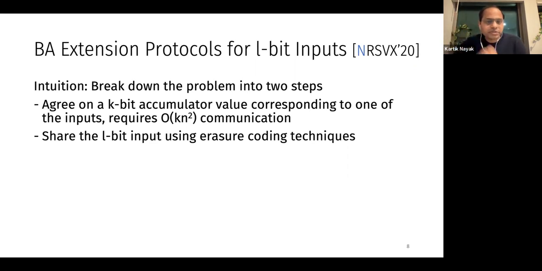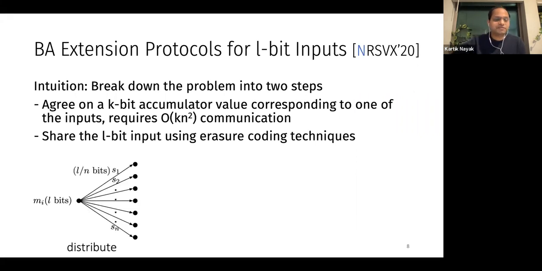But the key idea is you want to share this L-bit value efficiently, because L can be large. How do you go about doing that? Note that erasure coding techniques allow you to split a message into smaller chunks in such a way that even if you receive only some subset of these chunks, for example a majority of the chunks or some parameter value that you set, if you receive sufficiently many chunks, you can reconstruct the message. So a sender can create n different shares of the message, S1 to Sn, each of size order L over n.